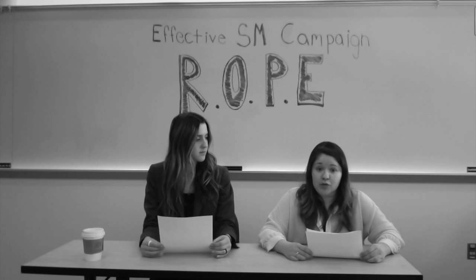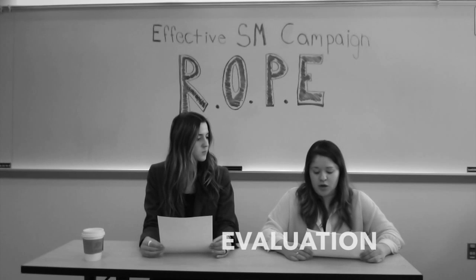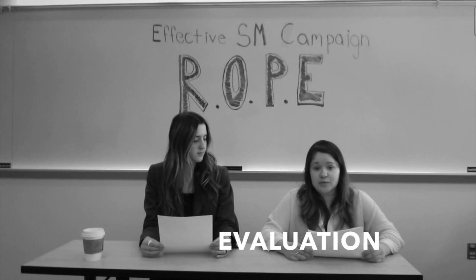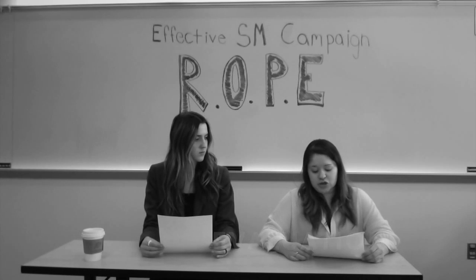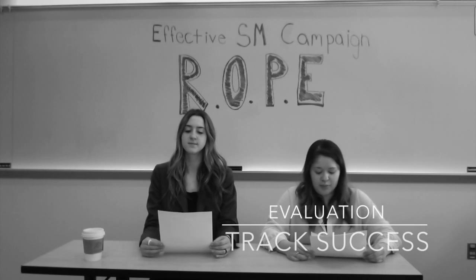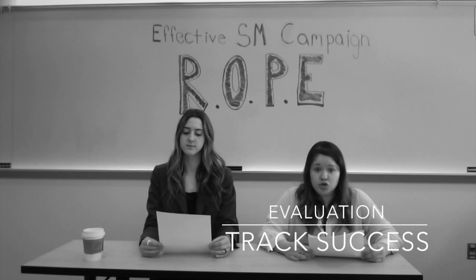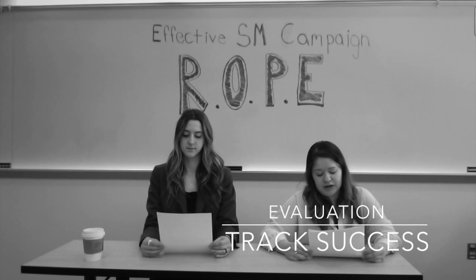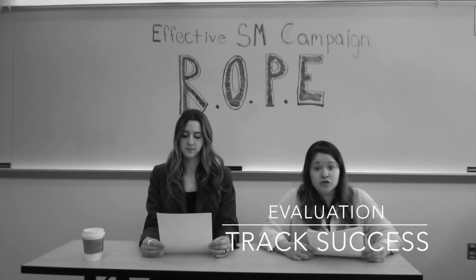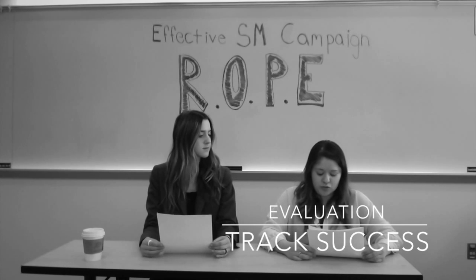The last letter in ROPE is evaluation. Evaluation needs to be done throughout your social media campaign. To track the success of a social media campaign, it's easiest and most effective to use tracking programs. You should use tracking programs like Social Mention, Google Analytics, and etc. There's a wide variety of tracking programs to use, both free and some that have costs associated with them.